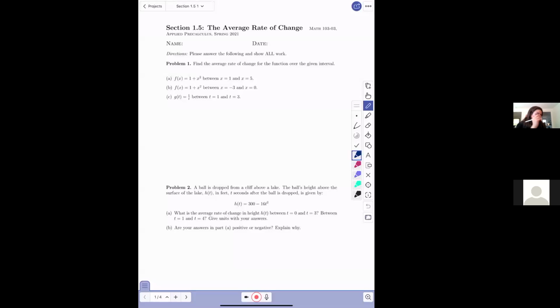Okay, so for 1a, we have f of x equals 1 plus x squared between the points x equals 1 and x equals 5. So our equation, which is f of b minus f of a all over b minus a, is the average rate of change. We're going to have to find out what f of 1 and f of 5 are.